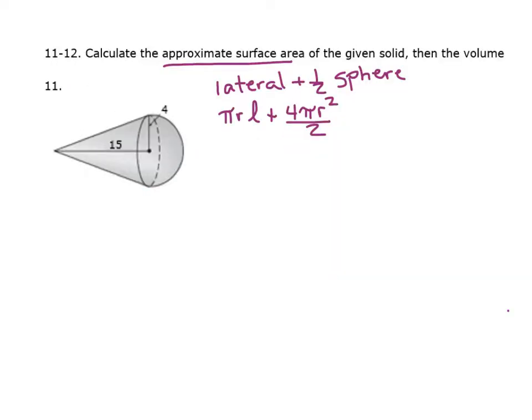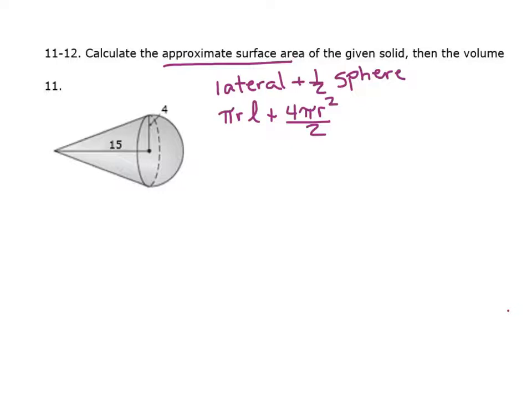So on this problem, we're looking for the approximate surface area of this composite figure. So we're going to need to do the lateral area of the cone, because I want the outer part but not the base. The base is inside. And then we have half of a sphere.